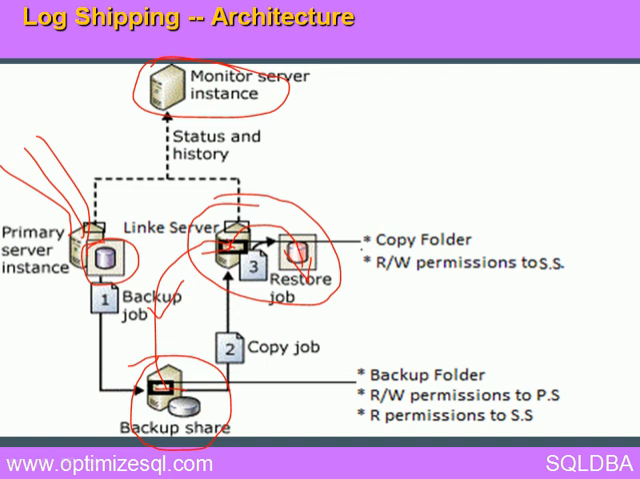The backup folder. The copy job also performs two activities. One is copying the files from the backup folder to the copy folder, and the other is deleting old files from which folder? The copy folder. It will remove old files from the copy folder after the default time of 72 hours. But the restore job performs only one activity: restoring the backups.